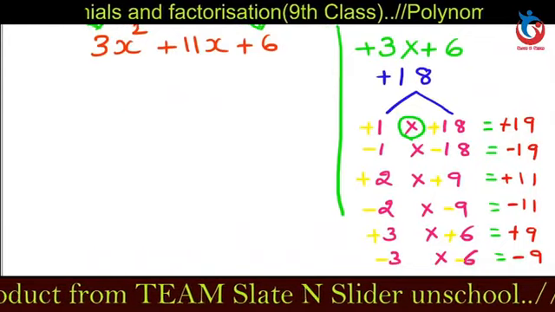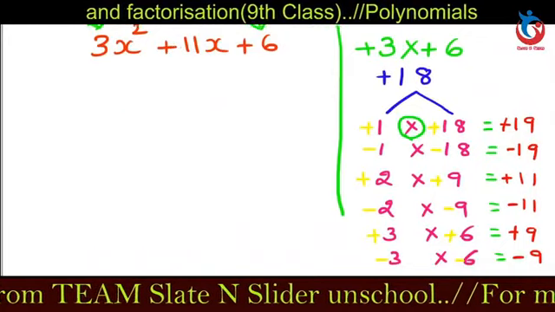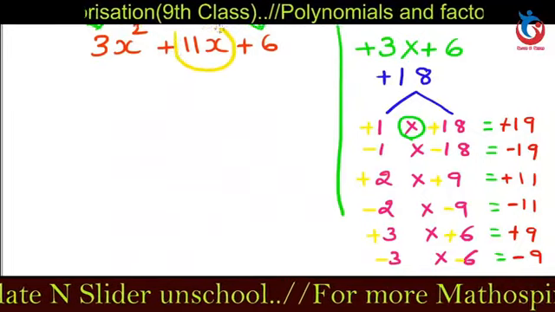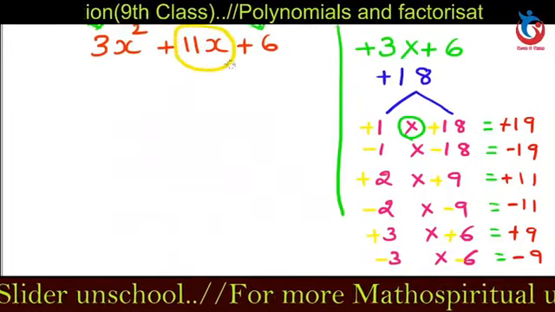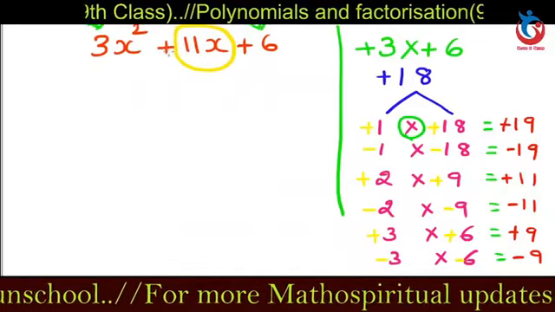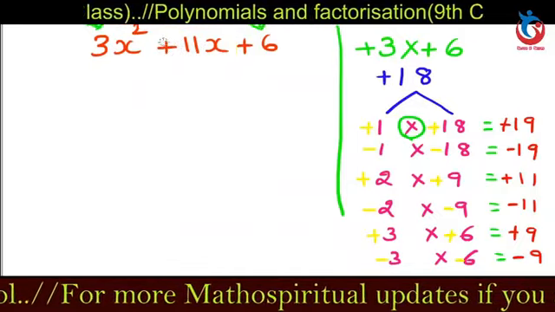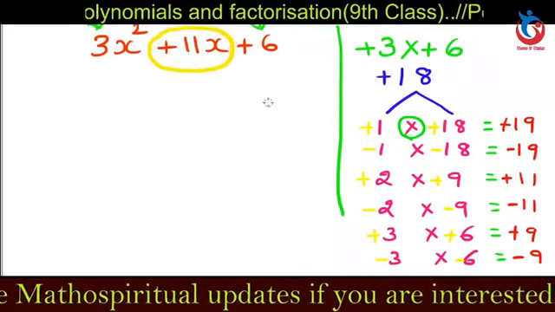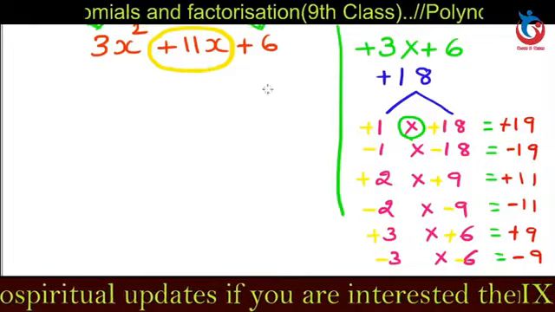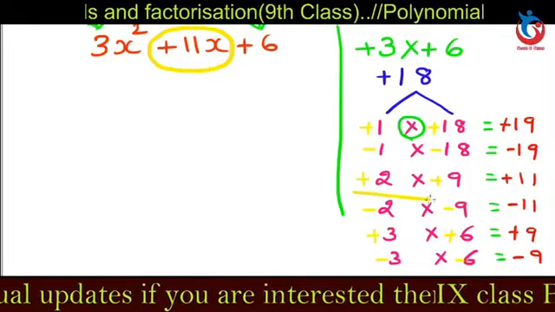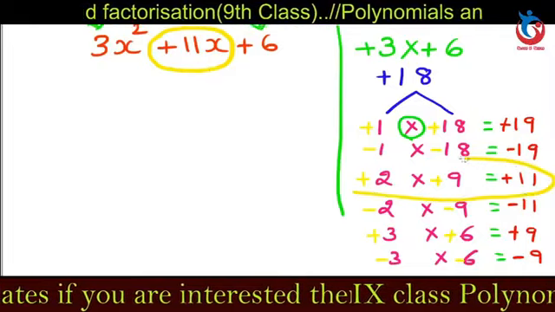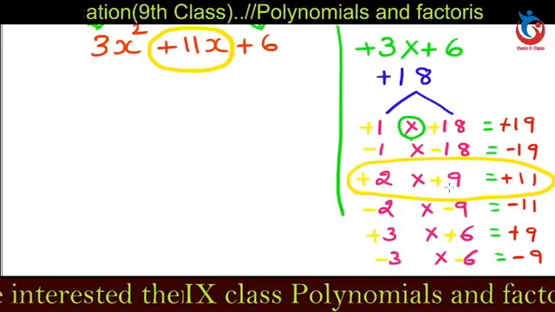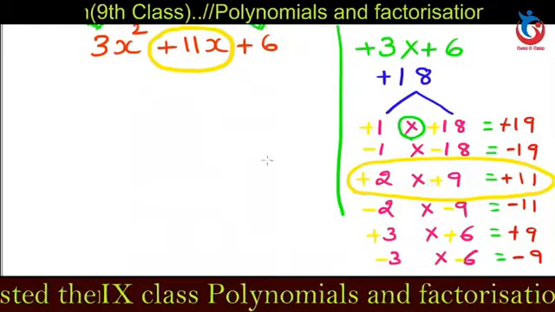In the middle term, observe the middle term. That is, the middle term is plus 11x. So the sign also we want to take, that plus symbol also, like this, plus 11. So where did we get this plus 11? Yes, here we got plus 11. So these two should be taken as the factors.